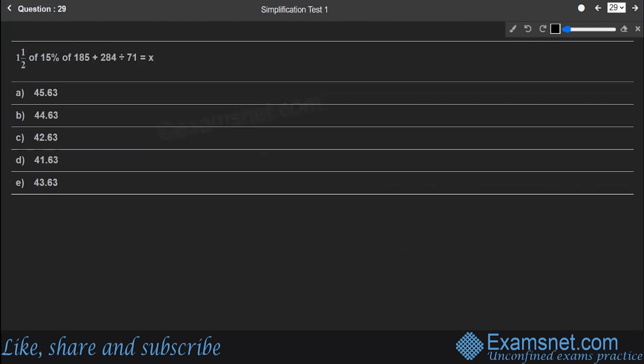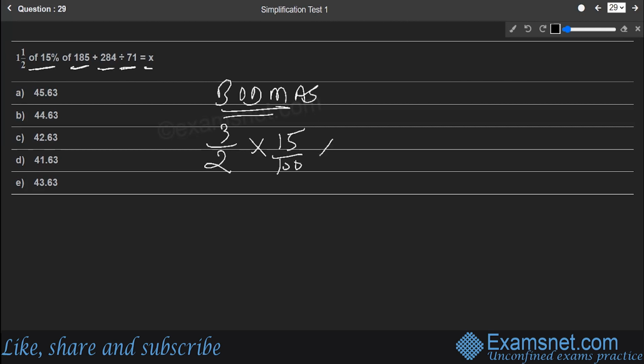Now the next question: 1 by 2 of 15% of 185 plus 284 divided by 71 is equal to x. That is the expression. We need not forget the rule called BODMAS. Now let us simplify the expression. 1 by 2 is nothing but 3 by 2. Of, in place of we can write into. 15% is nothing but 15 by 100. Again of, we can write as multiply. Then 185 plus 284 we can write as it is, divided by 71 is equal to x. This is the ultimate expression.